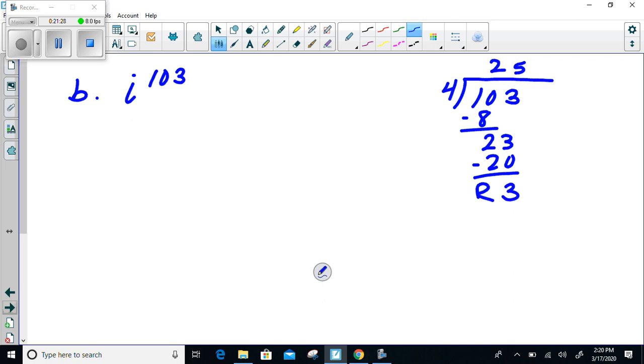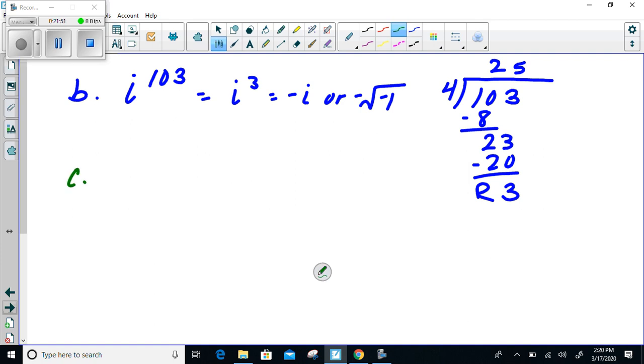So that means, using my little chart that I had over there, that means this guy's the same thing as i cubed, which is, of course, negative i, or the opposite of the square root of negative 1. However you want to put it, any one of those answers is sufficient. But again, you can get just as crazy with this as you absolutely want.